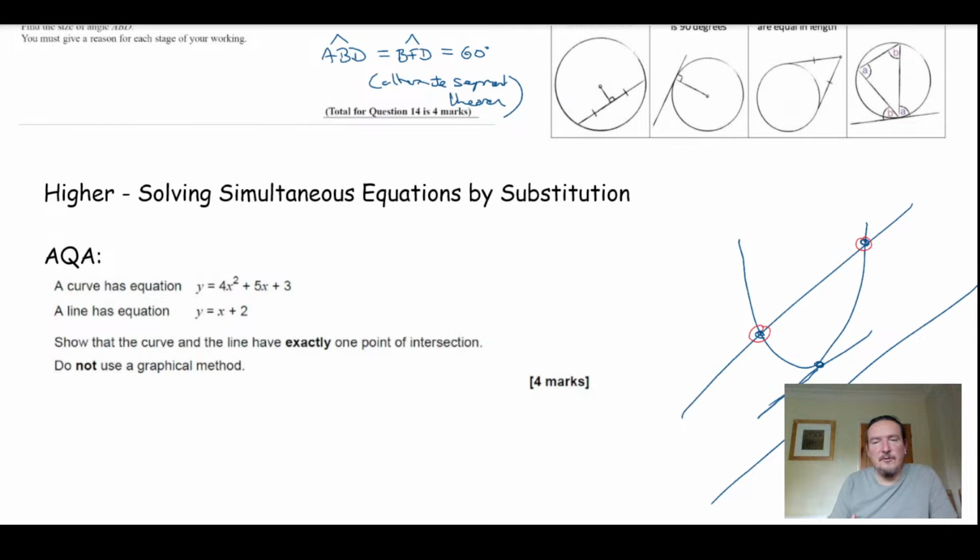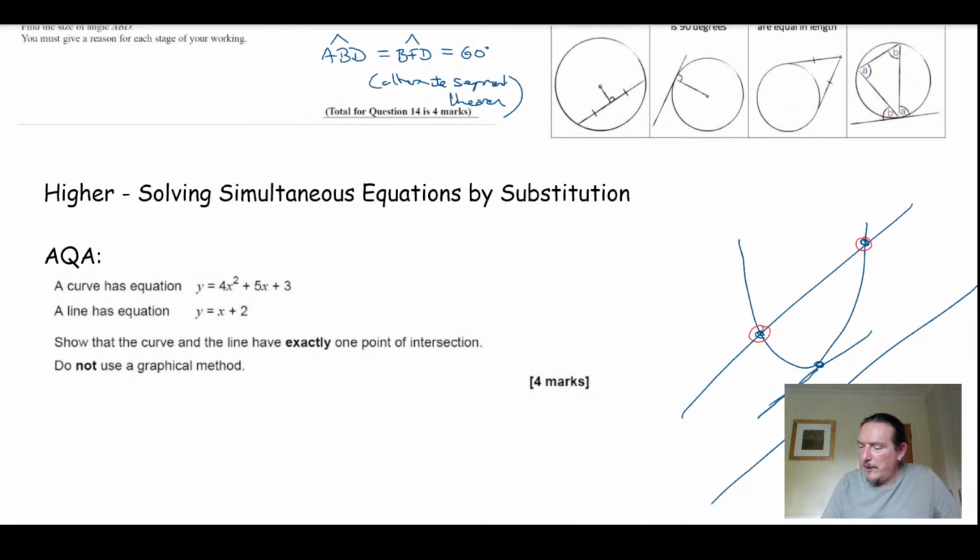You can't do the same method as you can with 2 linear equations, elimination, where you just take one away from the other. It doesn't work. You can't cancel enough things out for it to work out. So instead we do something called substitution.